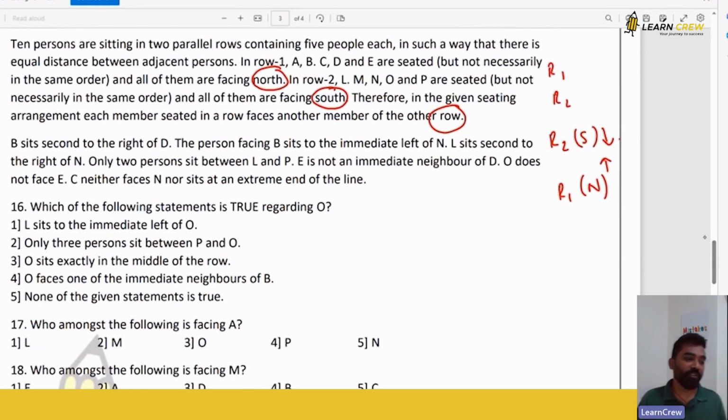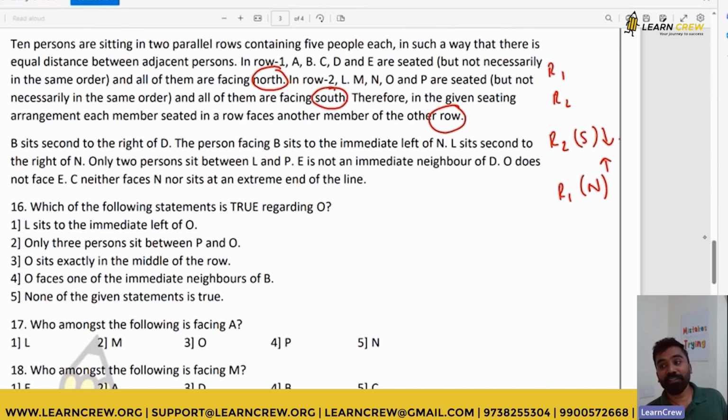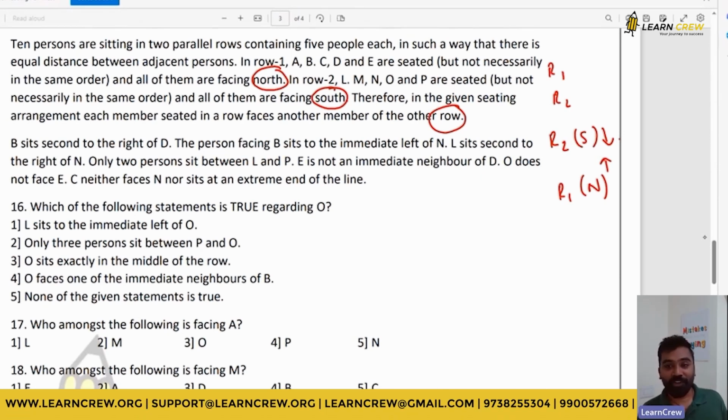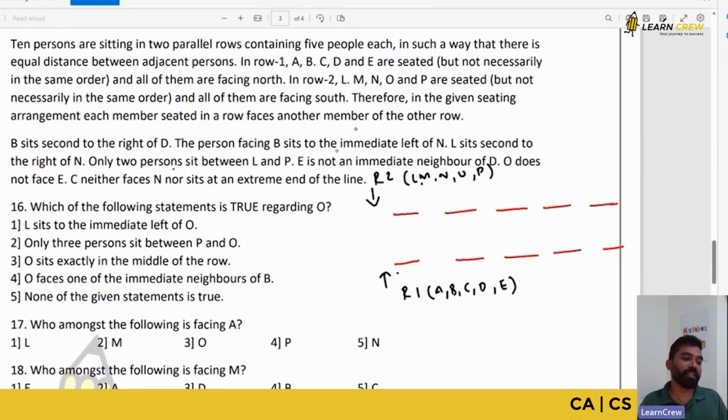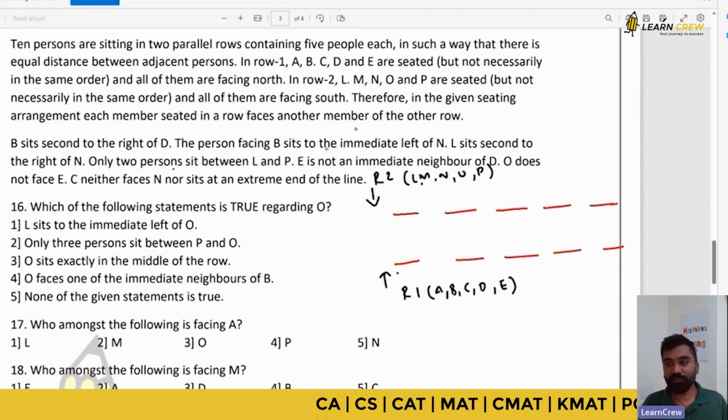B sits second to the right of D. The person facing B sits to the immediate left of N. And remember, for south which is left and right, for north which is left and right. Many people make mistakes here. Okay, read it out, start solving it. B sits second to the right of D. Second to the right of D.